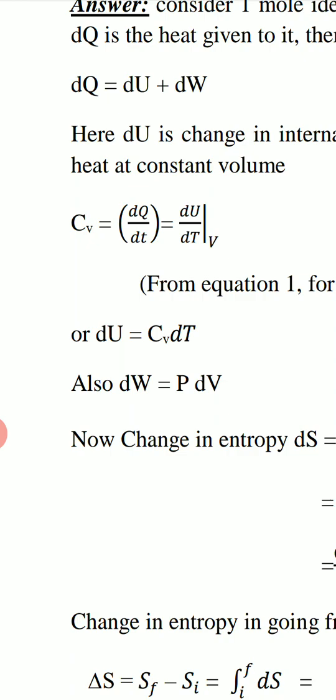We consider 1 mole ideal gas, this is the system, and heat given to this system is dq, and from first law of thermodynamics we have dq equal to du plus dw. Here du is change in its internal energy, u is internal energy, and dw is work done by this system.